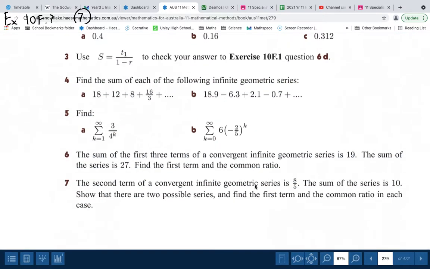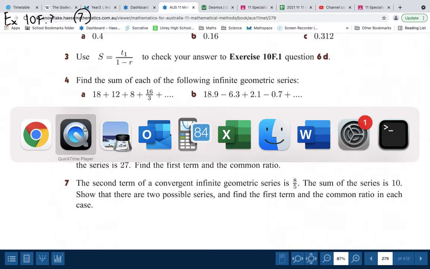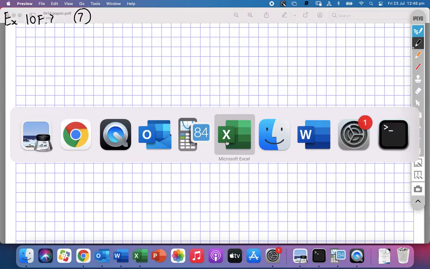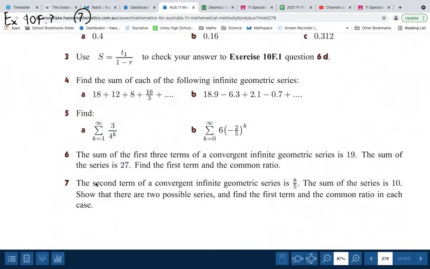10F2, question 7. This one you need to read quite carefully. A little bit confusing. It says the second term, it's about this term of a convergent infinite series. So they're saying you've got T1 plus T2 plus T3, and this is your series.